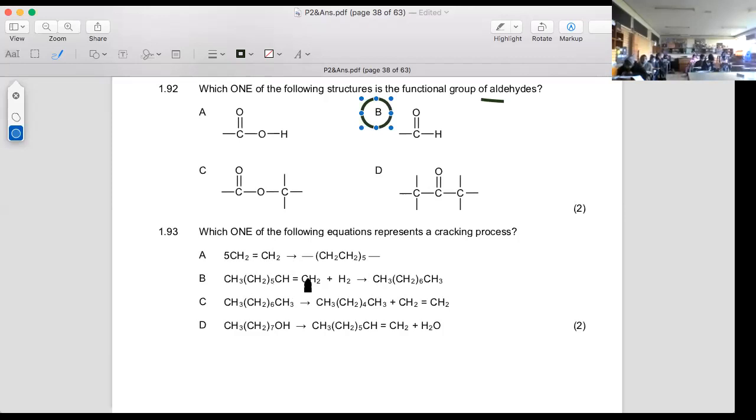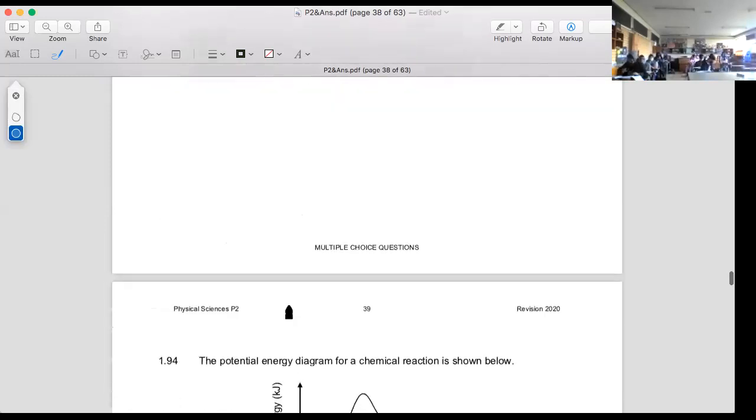Cracking is where a long molecule goes to form many smaller molecules. This is gaining hydrogen. That's hydrogenation. That's not cracking. This one is a long molecule that goes to form 2 smaller molecules, so that must be the answer. That's cracking. And this one is where it gives off water. That's dehydration. That's not cracking either. So the answer here must be C. A long molecule breaks up into smaller molecules.